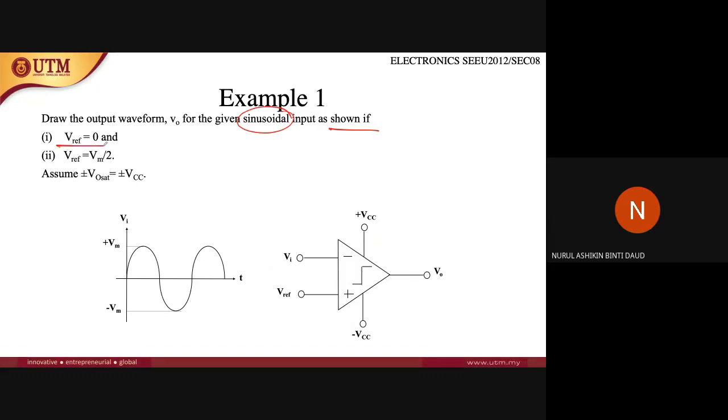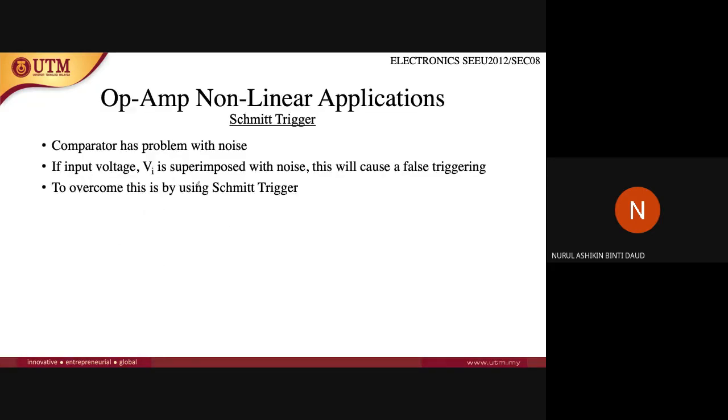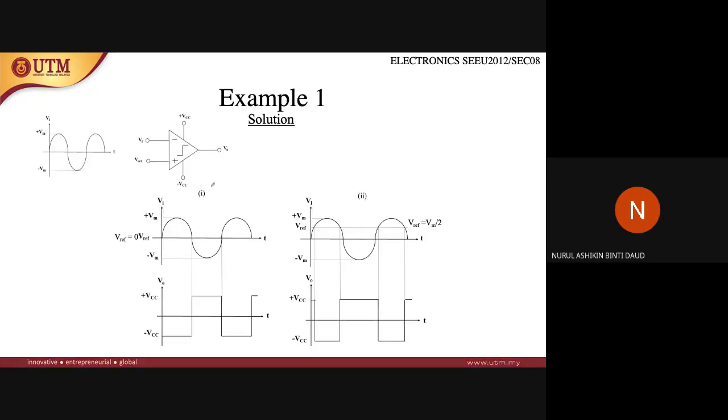Okay, so first of all, the V reference is equal to 0. And the next one, when the V reference is equal to Vm divided by 2, the Vm value divided by 2. Let's solve this. The solution will be like this. First of all, Vref is equal to 0, and next, Vref is equal to Vm over 2.